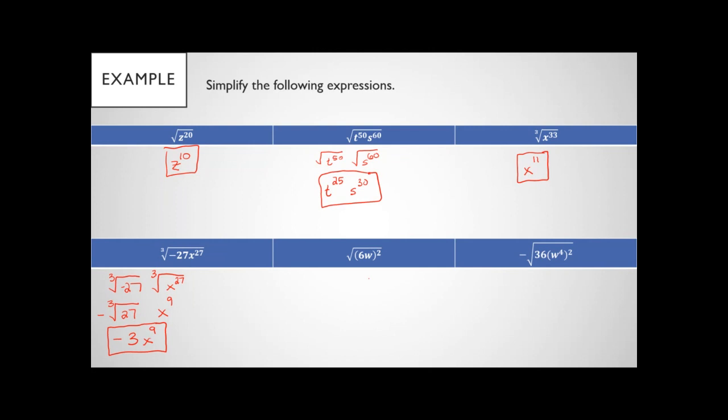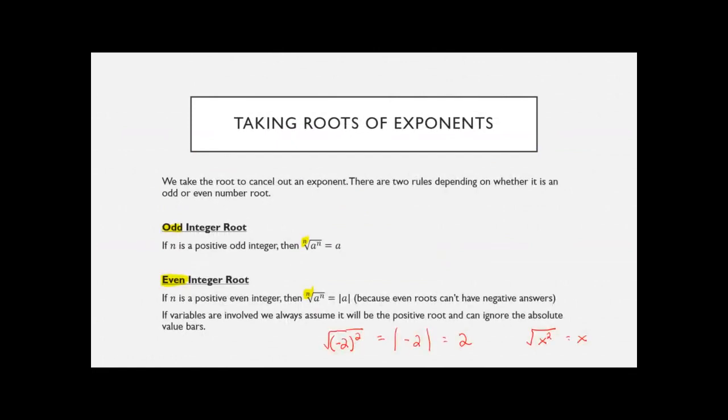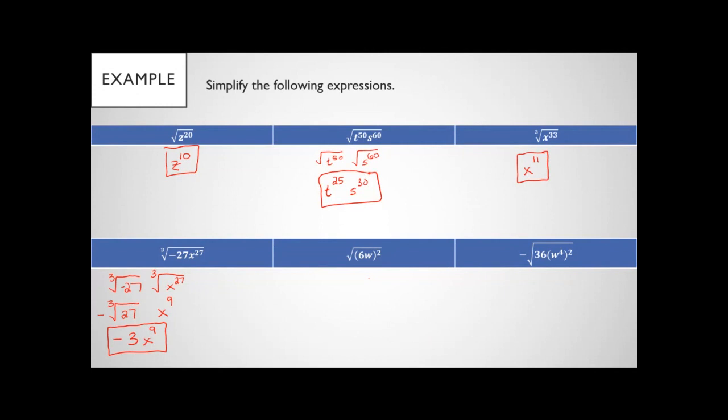In the middle here, we have the square root of 6w squared. So this is actually using the rule that it cancels out because we have variables, we're just assuming we don't need the absolute value part. Because the whole thing in parentheses is squared, I can cancel that out and I'm just left with 6w. That square root cancels out the square, and you're left with whatever's underneath it, which was in parentheses.